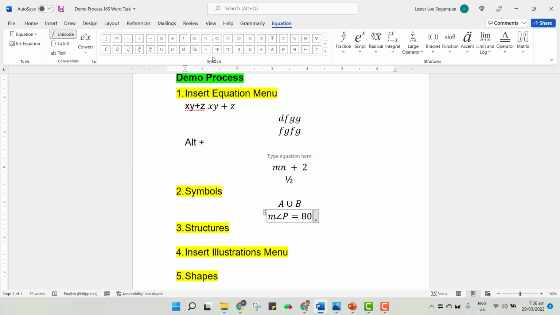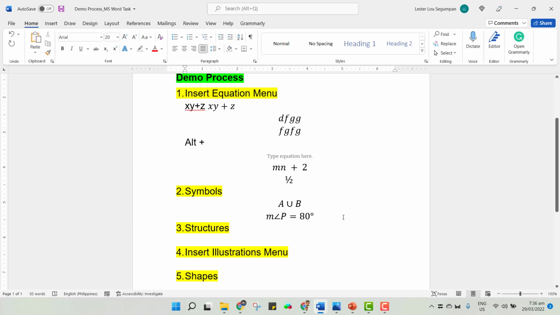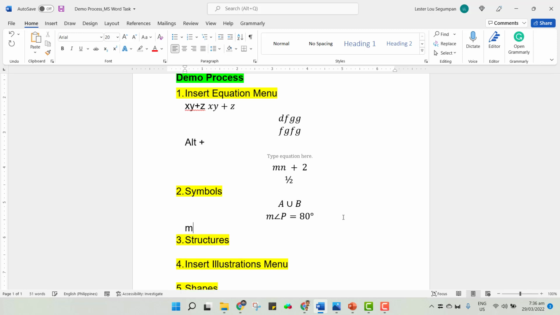You have here the symbol degrees. Instead of just writing M and then inserting an angle symbol, some teachers use the less than sign, because it is familiar in equations. And we have P equal to 80.